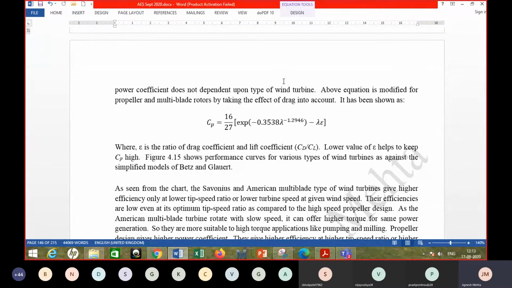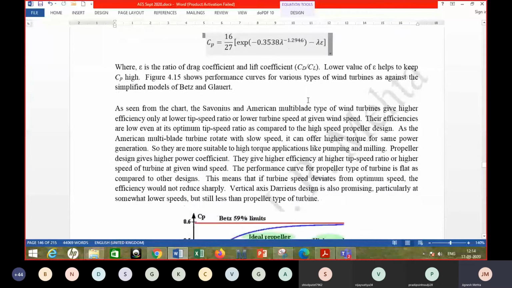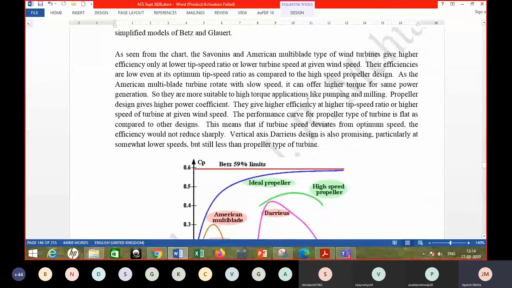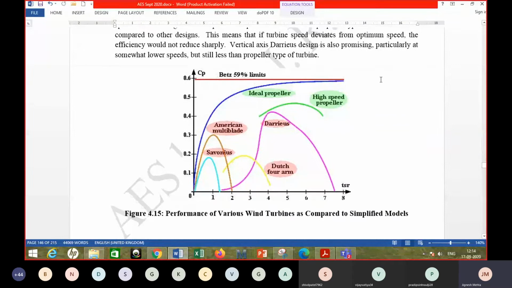Okay, so the higher the drag force compared to the lift force, the lower the efficiency of the turbine is going to be. So CD should be as low as possible as compared to CL. It will never happen that it is not present at all, but the ratio should be as low as possible to have higher efficiency of a turbine or coefficient of power of the turbine. So these are the models which are presented.